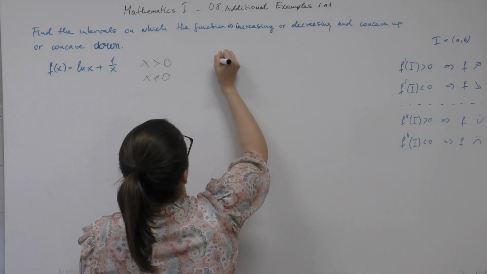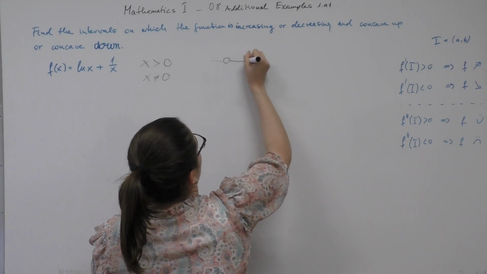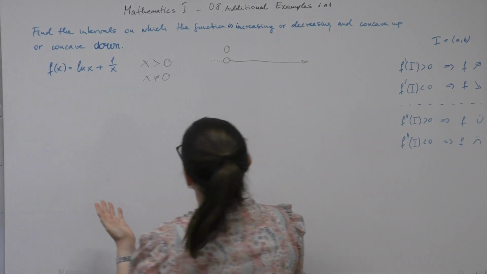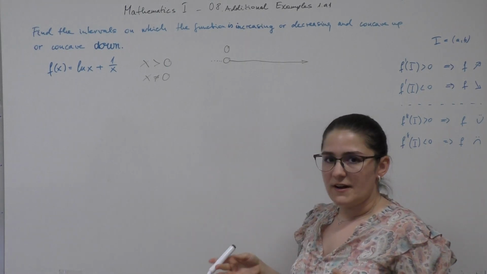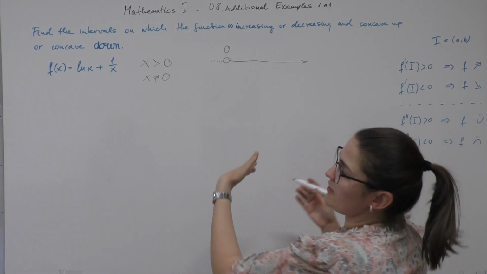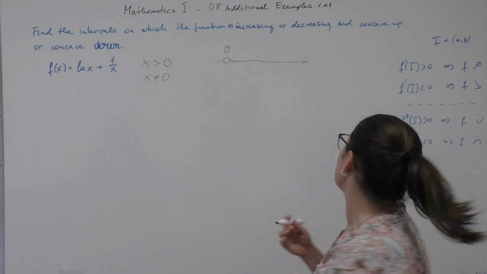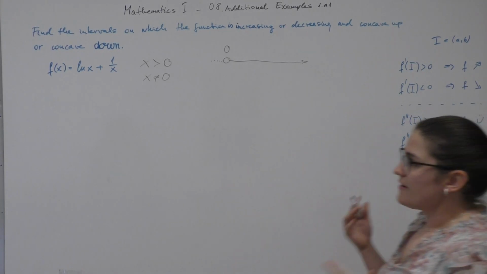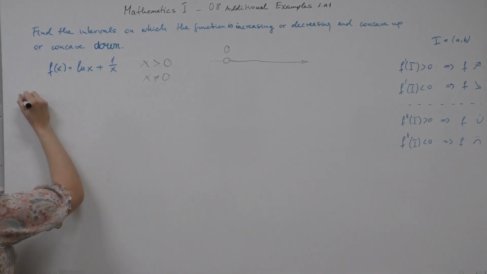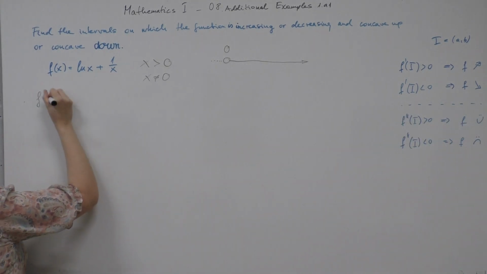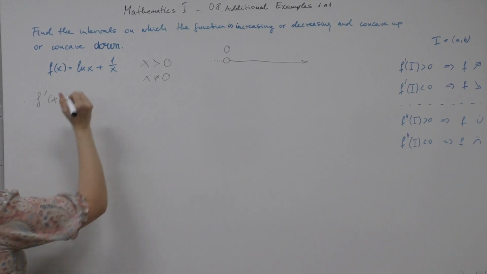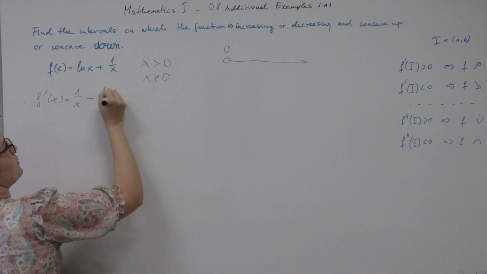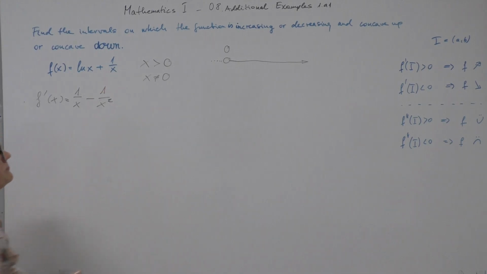So, what we can say is that on the number line, this is how our domain will look. We want to find the intervals on which the function is increasing or decreasing, and for this, we have to apply these rules. So first, we have to find the first derivative of our function, which will be 1 over x minus 1 over x squared.